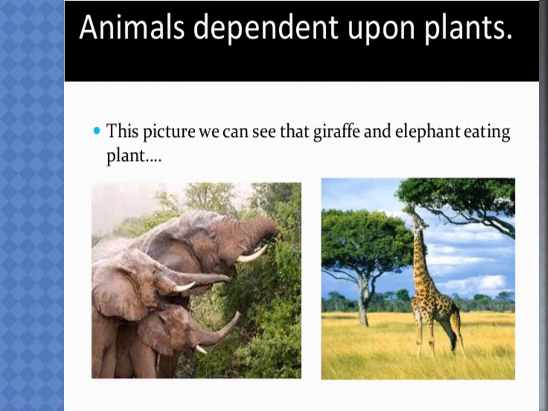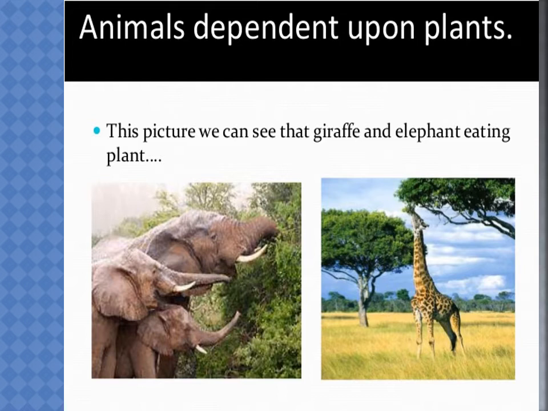Humans depend on plants for fiber also. Fiber. Yes, we know fiber. Cotton fiber, coir, jute, linen. These are the fibers we are taking from the plants. Different fibers we are using.